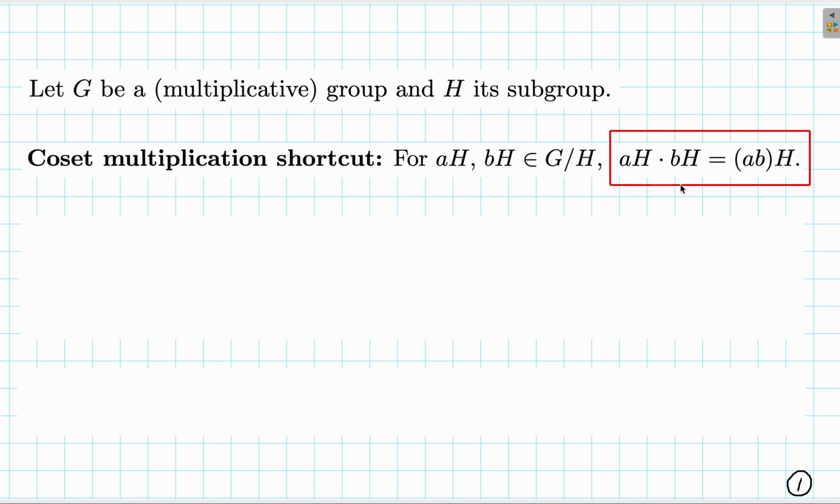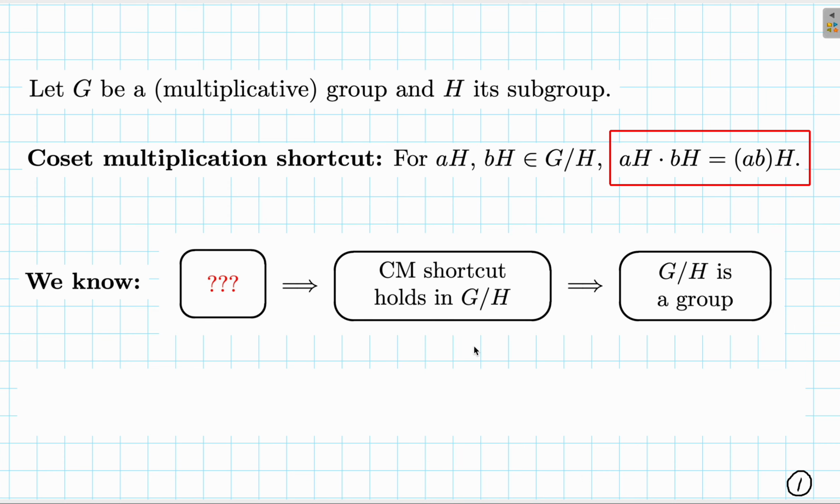And their product, AH times BH, by definition requires a fairly tedious calculation, but we've also found a shortcut for it. This product equals the coset ABH, so the shortcut tells us we can just multiply the coset representatives. Now, the coset multiplication shortcut doesn't always hold, but we've learned that if the shortcut holds, then G mod H satisfies the group properties and hence it is a quotient group.